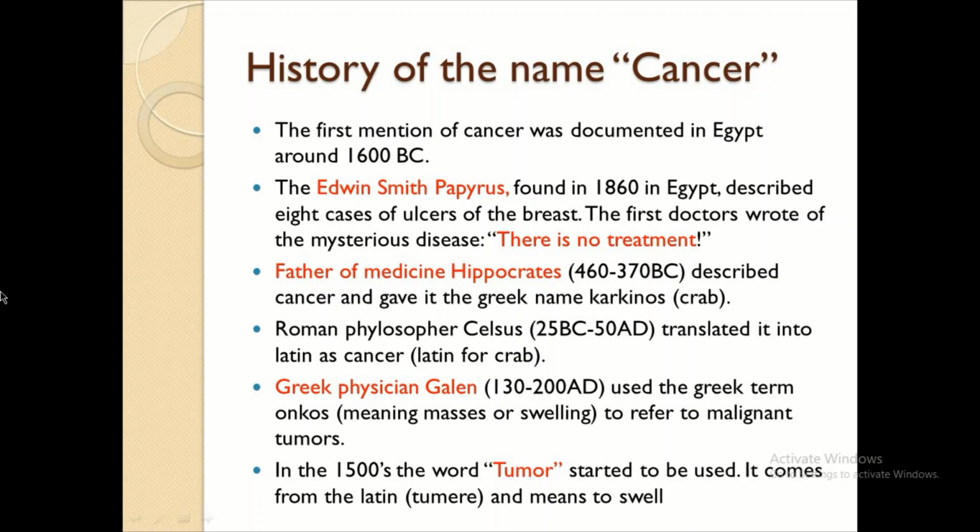And the Roman philosopher Celsus, who lived in the era of 25 BC to 50 AD, translated it into Latin as cancer. Next, the Greek physician Galen, who lived from 130 to 200 AD, used the Greek term onkos. The onkos denotes a mass of cells or swelling. The direct translation for swelling in Greek is onkos. So that's why they called malignant tumors onkos.